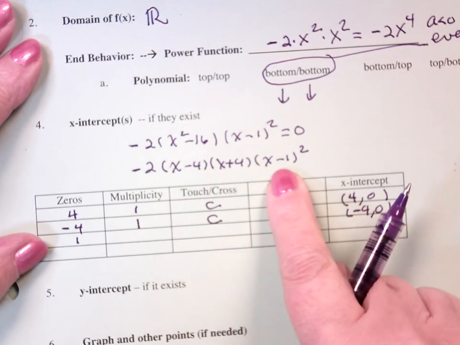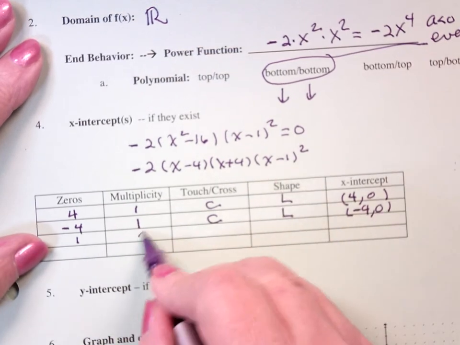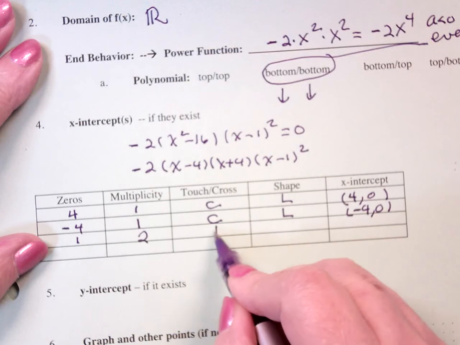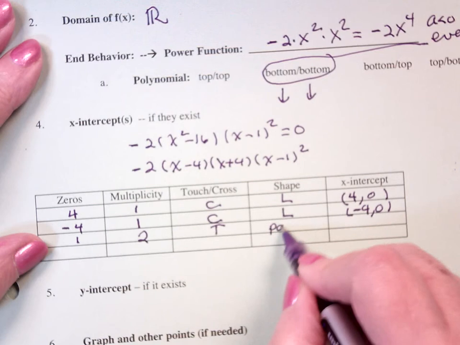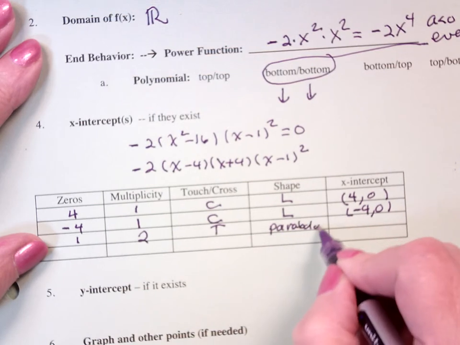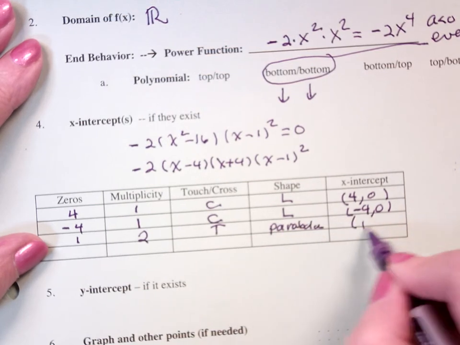What's the multiplicity of 1? 2. Touch or cross? Touch. What would be the shape? Parabola. And the x-intercept would be 1, 0.